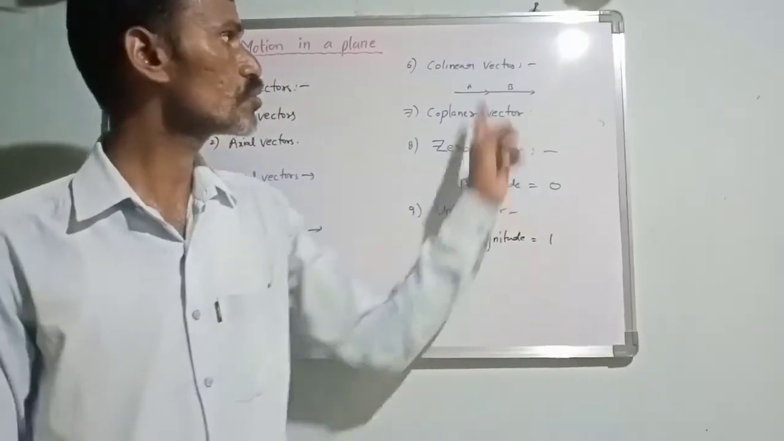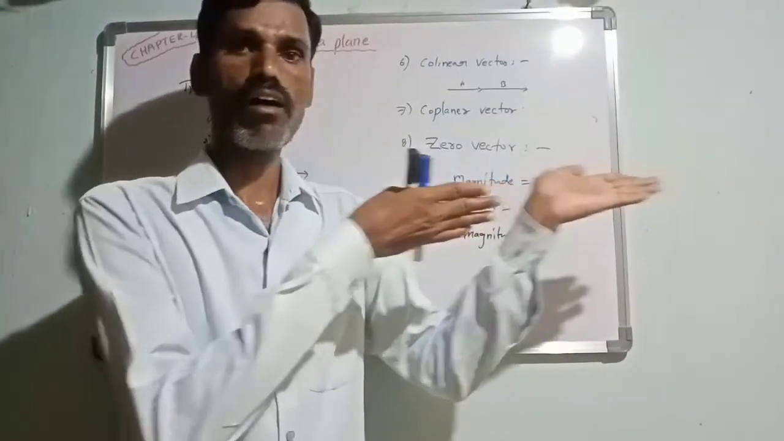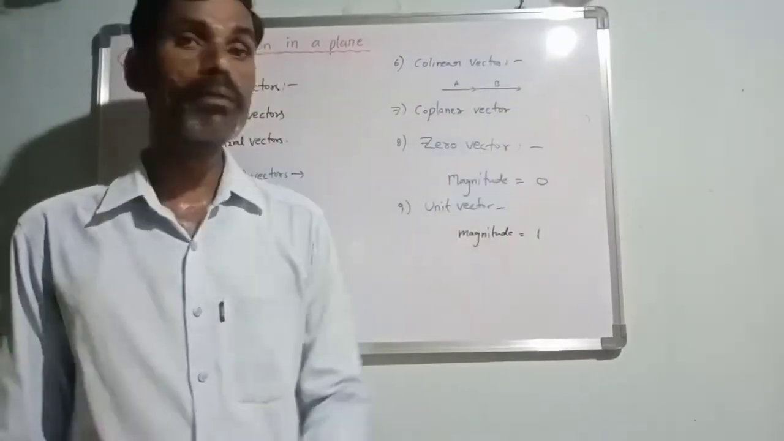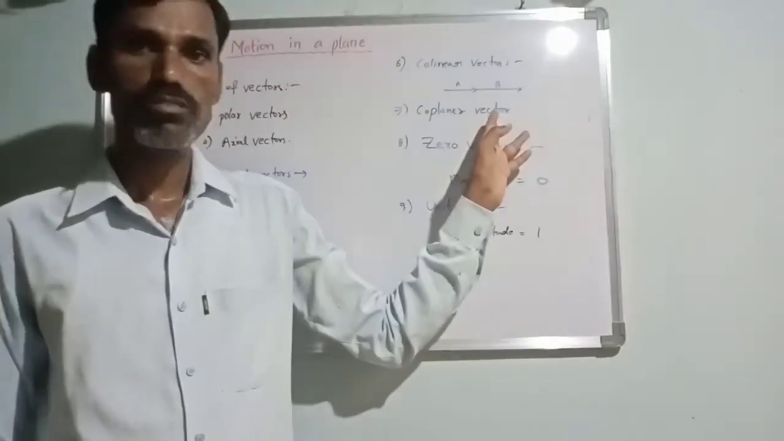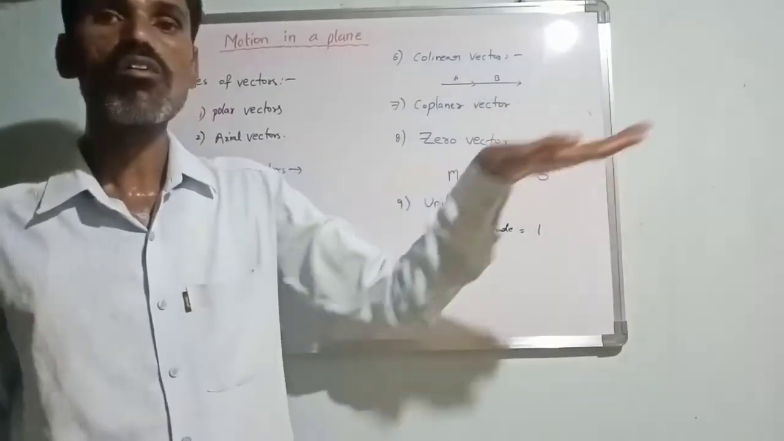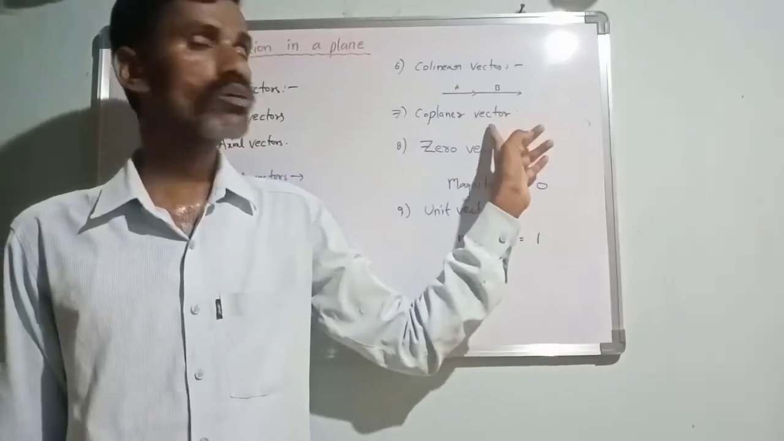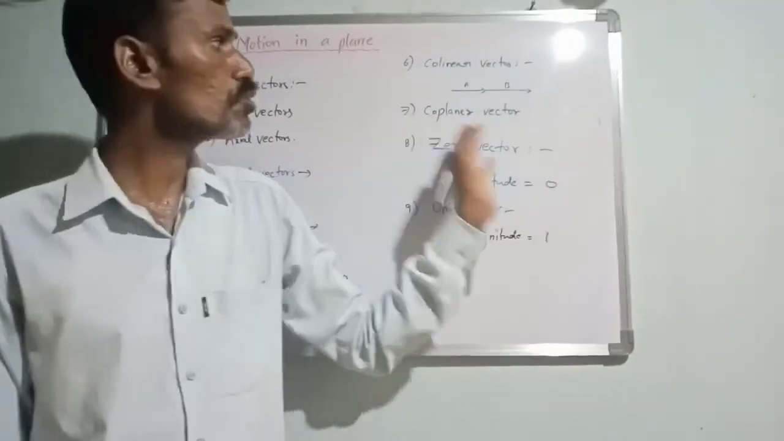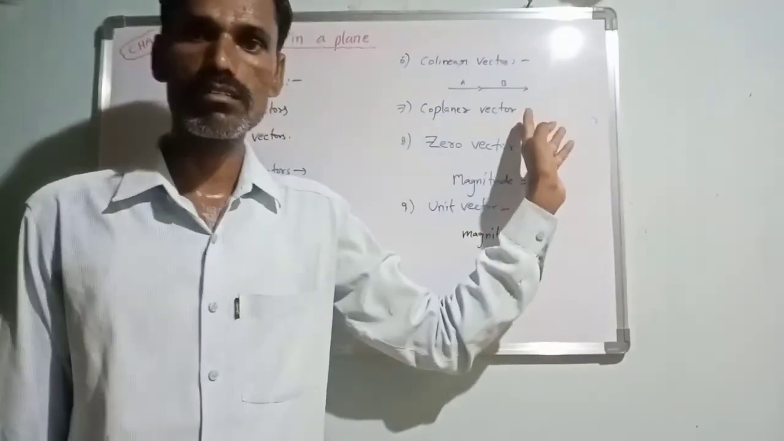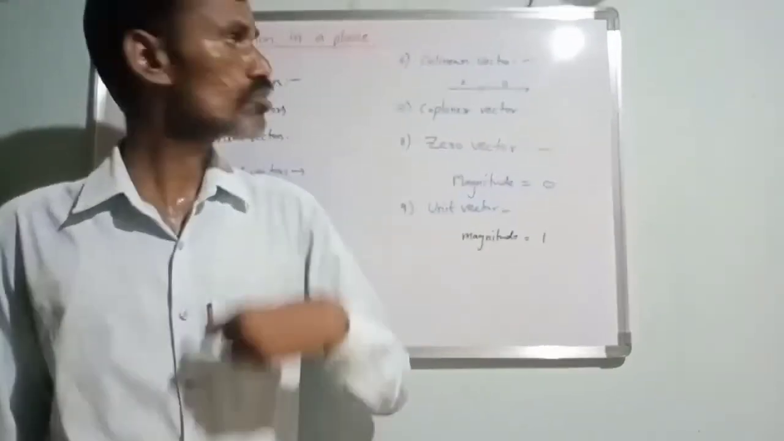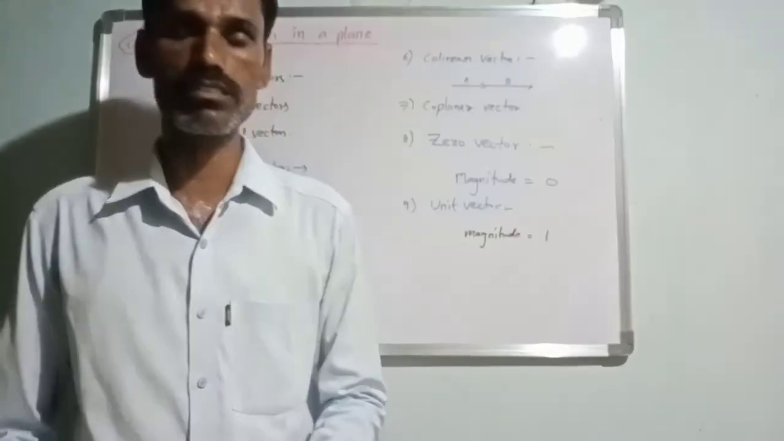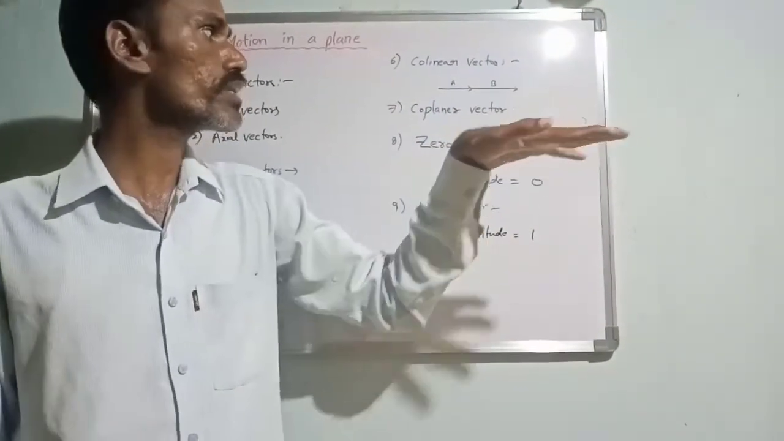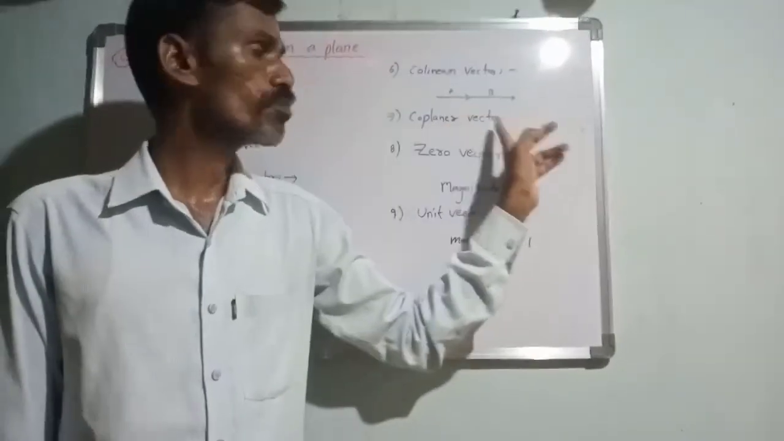Collinear vectors: if two vectors act along the same line, then the vectors are said to be collinear vectors. Coplanar vectors: if the vectors lie in a common plane, then the vectors are said to be coplanar vectors. Not only two, but more than two. Always, any two vectors lie in the same plane. If we take more than two vectors and all the vectors lie in the same plane, then the vectors are said to be coplanar vectors.